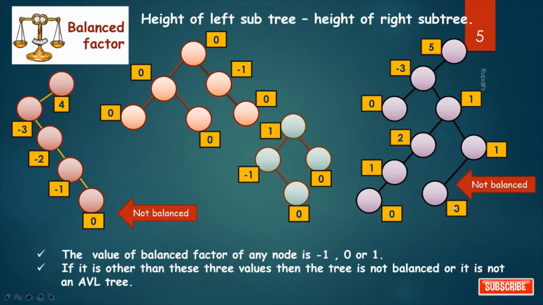For this tree, balance factor is 2. Here 2. So it is other than minus 1, 0 or 1. So it is not balanced. For this tree, balance factor is minus 1, 1, 0, 0. So it is either 0 or 1 or minus 1. So it is balanced. And we already discussed that this tree is already balanced. So these two trees are AVL trees and these two are not balanced. So these two are not AVL trees.